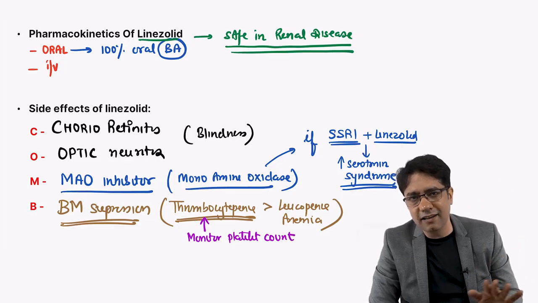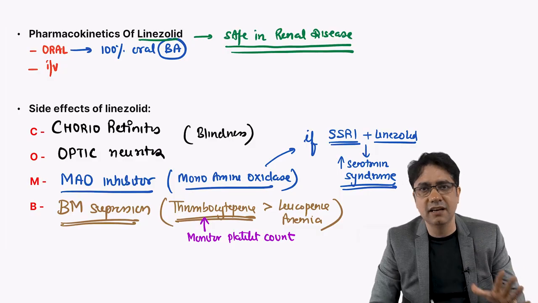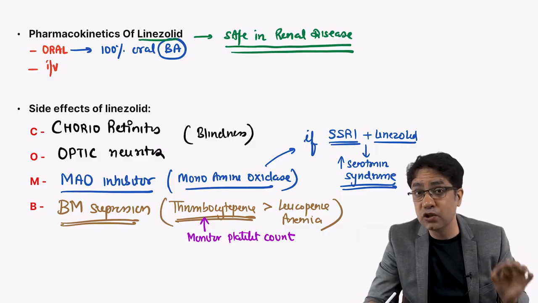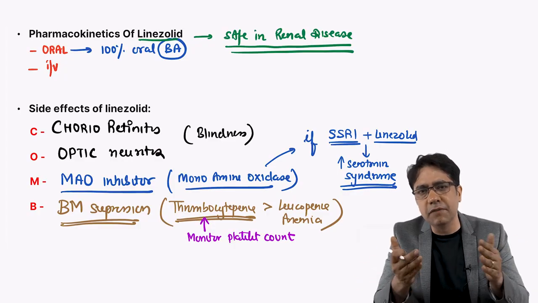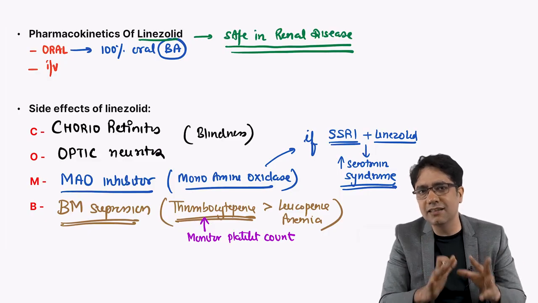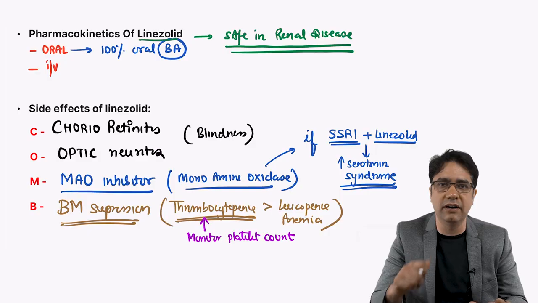So that is the linezolid side effects we have discussed. We made two new drugs, sutezolid and tedizolid. They are much safer, with less risk of bone marrow suppression. That is why we made them.